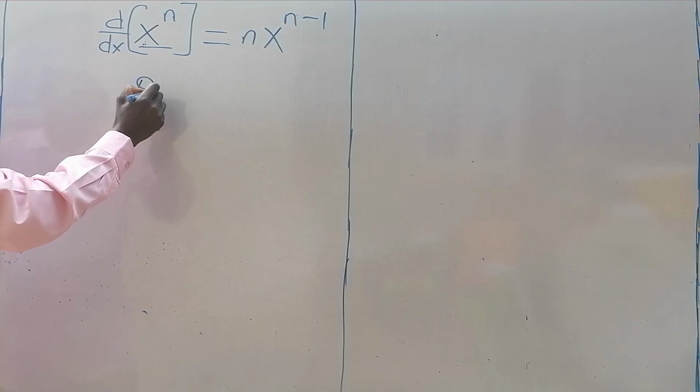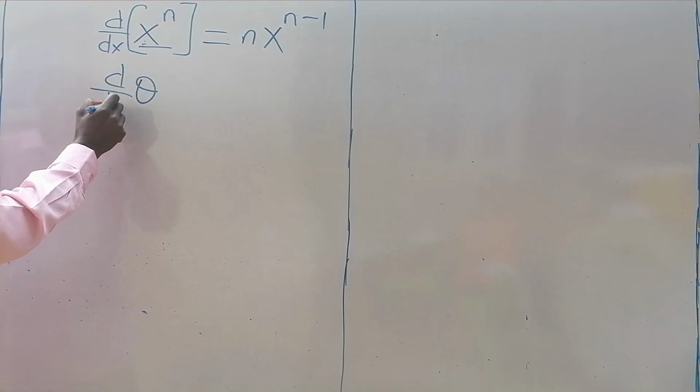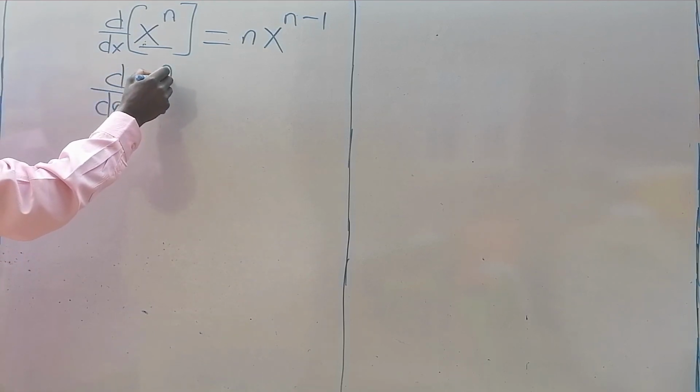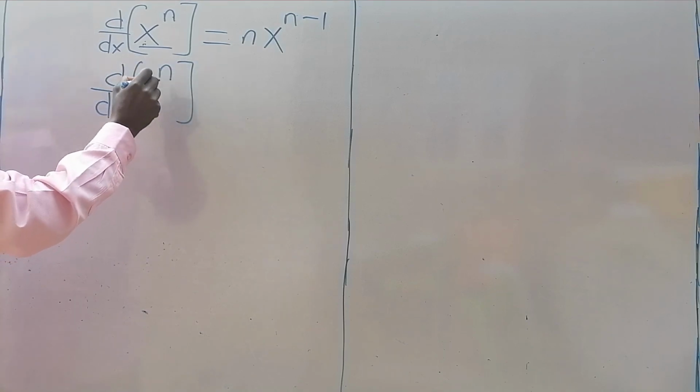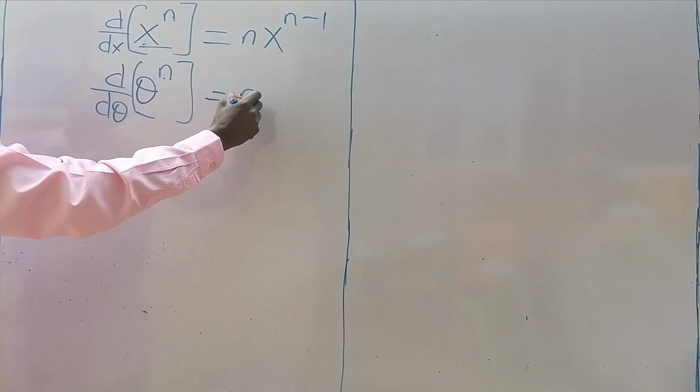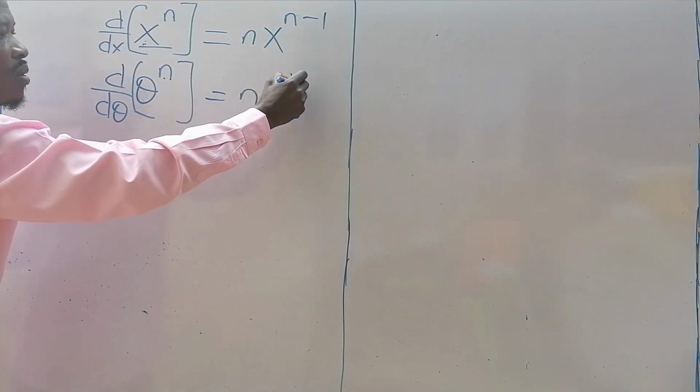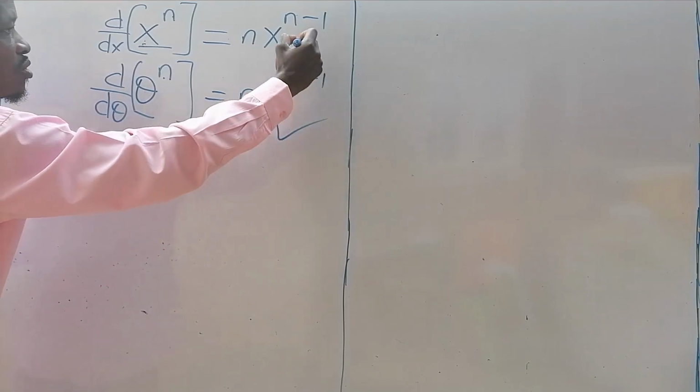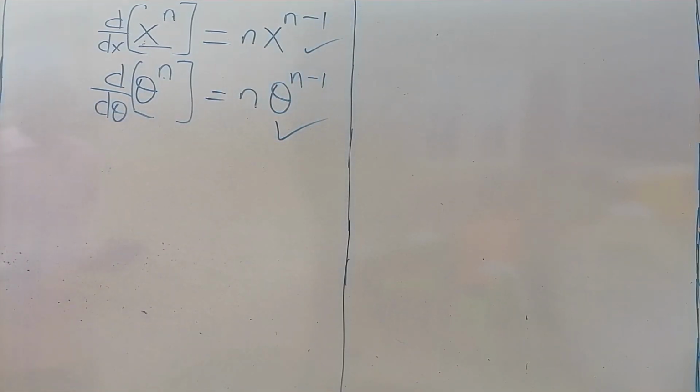If you have theta and you are differentiating with respect to theta, and it has power n, it's the same thing also. The power will come to the front, then the function again, and the power minus 1. So that is just the typical way to differentiate.